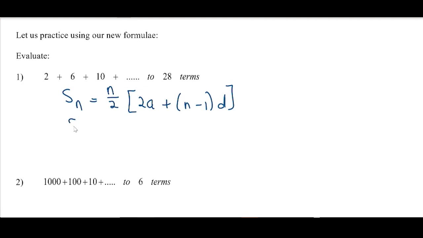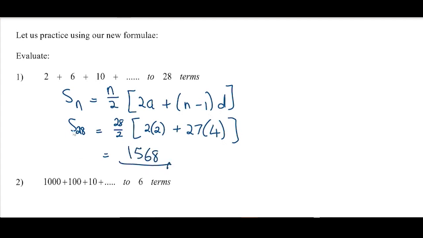So the sum of 28 terms is going to be 28 over 2, 2 lots of a plus 27 lots of d. And d is any term minus the term before it. It's actually 27 times 4. When I put all of that into a calculator, let's just see what it is. It's actually 1,568.